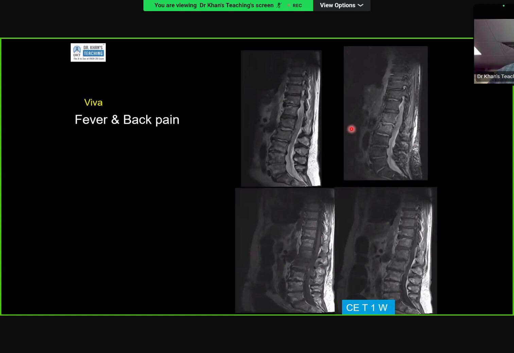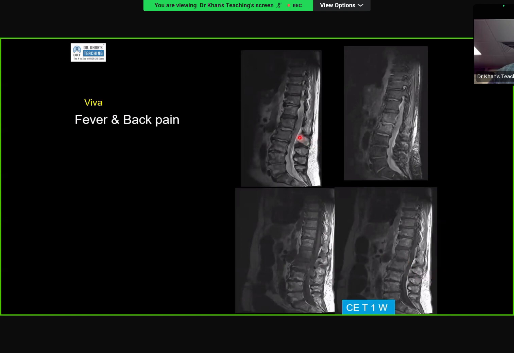Here, what is happening is, let me describe the findings, then I will ask you a question. So if you see here, this is a T2, this is a STIR, this is a T1, and this is a post-contrast T1. In this case, we have not done a fat-saturated pre and post, and that should have been done. But I just want to ask you a question.